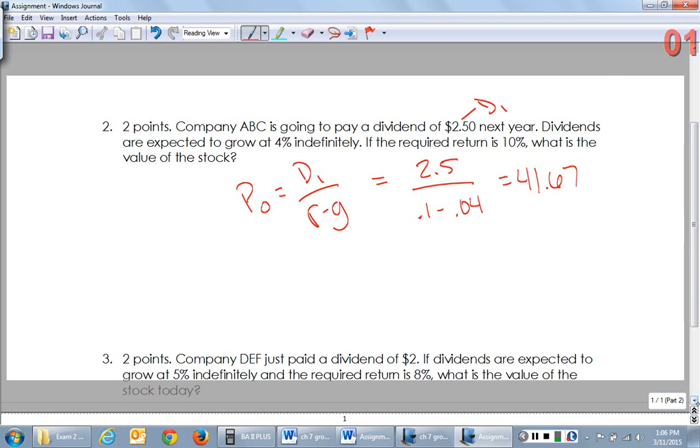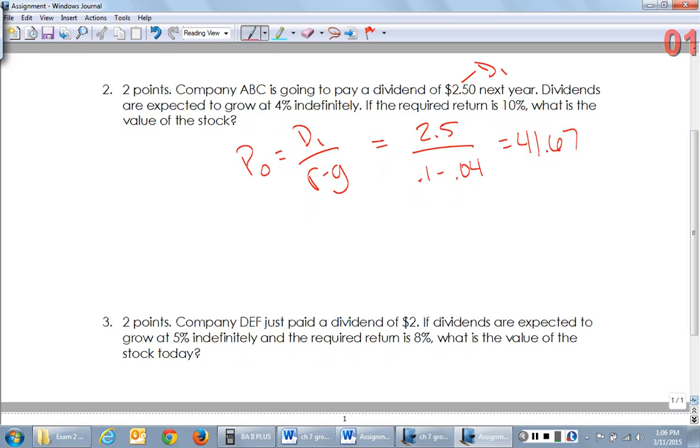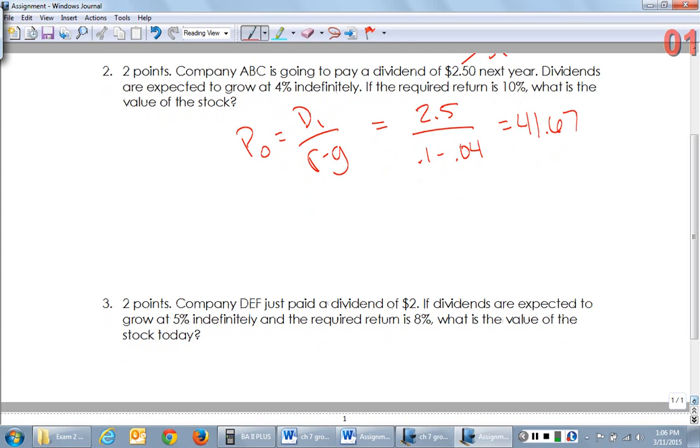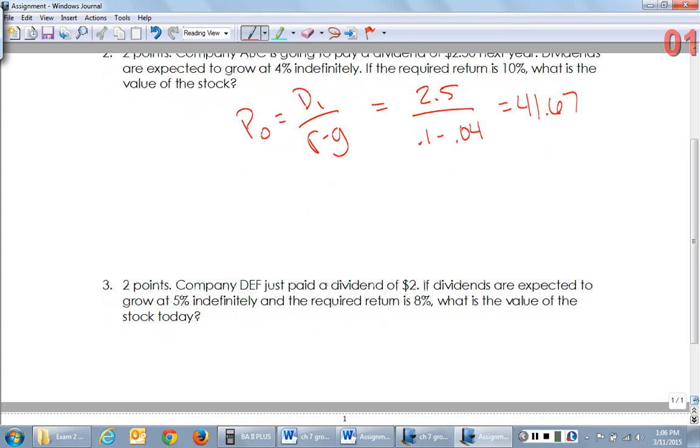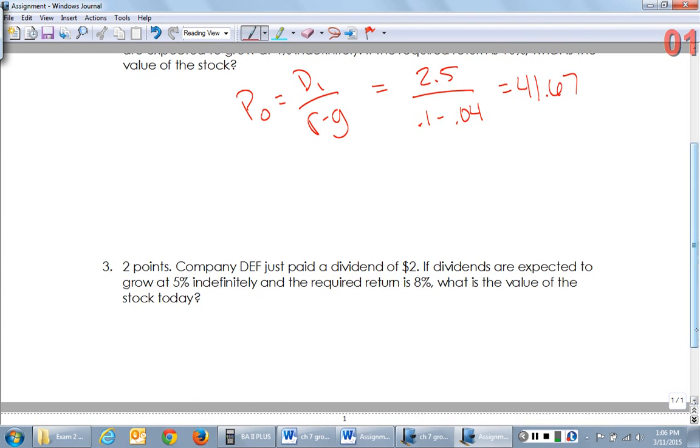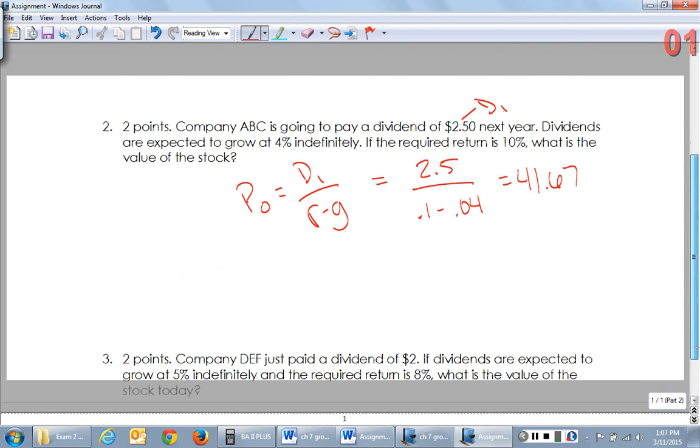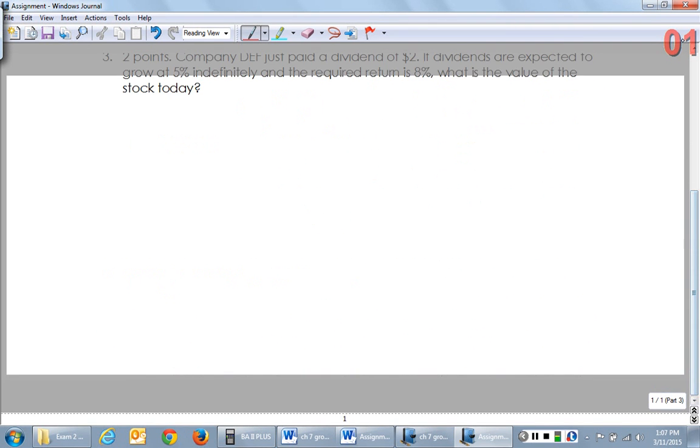Number 3 is very similar. Number 3 says Company DEF just paid a dividend of $2. Dividends are expected to grow at 5% forever, and the required return is 3%. What is the value of this stock? So again, dividends are going to grow at a constant rate forever, so we can use the constant growth rate formula.